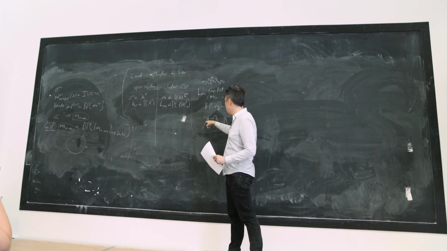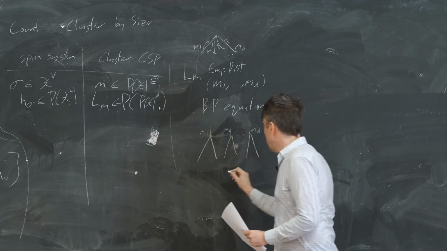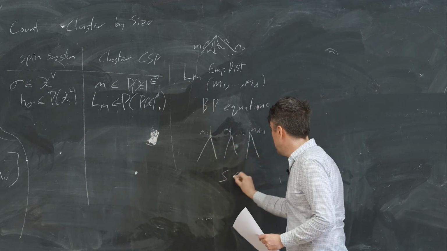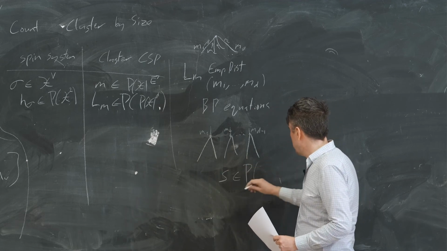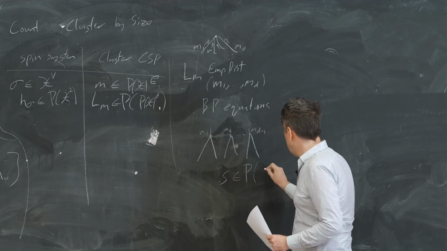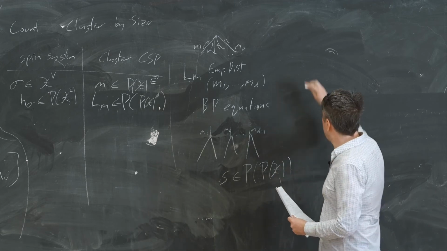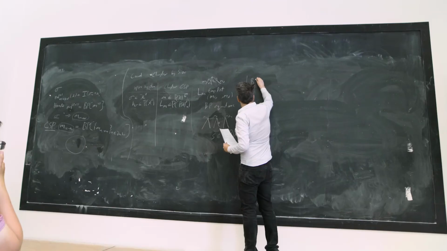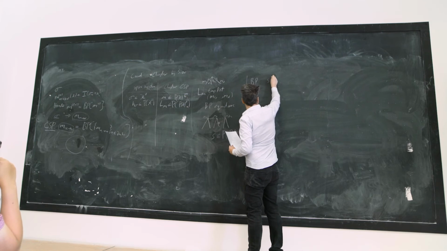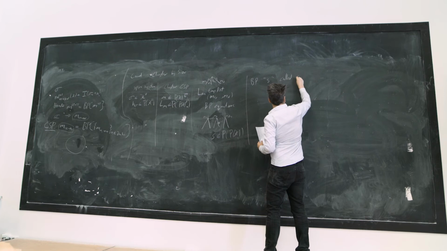And then we'll have a distribution over these. So I'll let S be a probability distribution over messages. So it's a probability distribution over probability distributions. And the belief propagation (BP) for our S is called survey propagation.